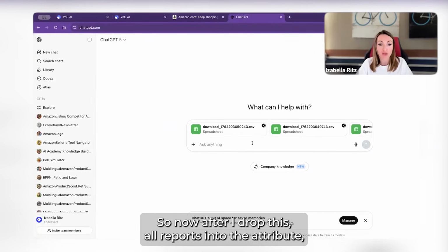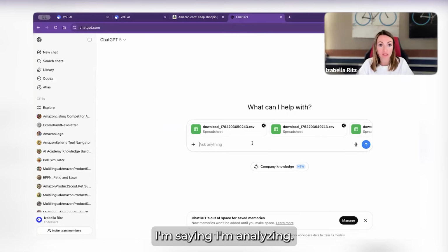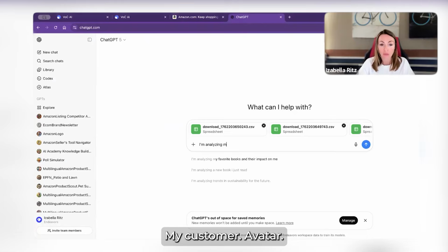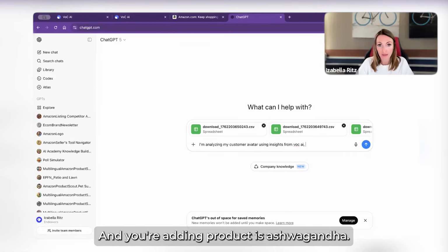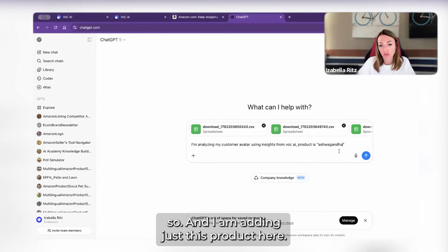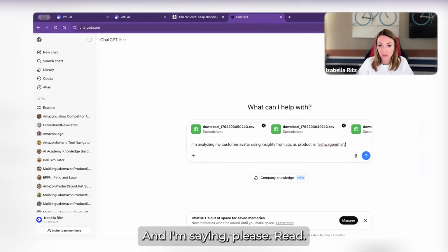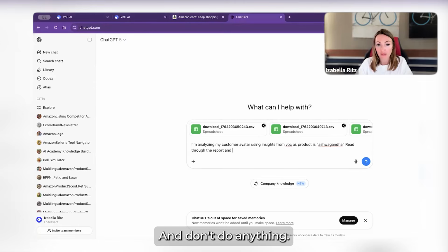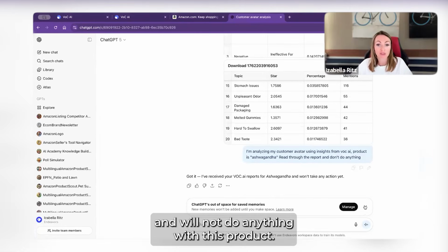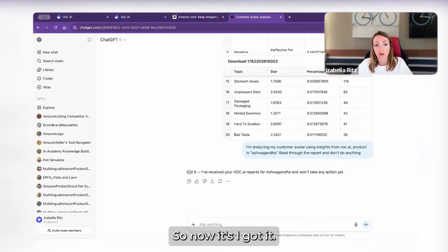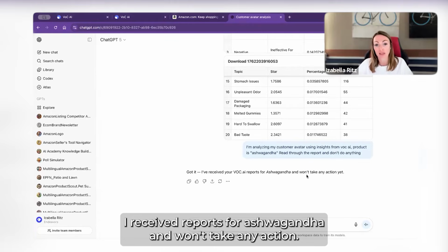So now after I drop all these reports into that GPT, I'm saying I'm analyzing my customer avatar using insights from VOC.AI, and the product is ashwagandha. I'm adding just this product here, and I'm saying, please read through the report and don't do anything. So now ChatGPT will read through the report and will not do anything with this product. So now it said, got it, I received VOC.AI reports for ashwagandha and won't take any action.